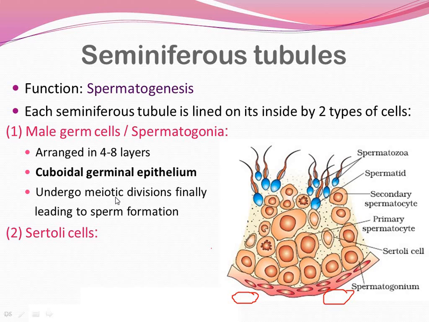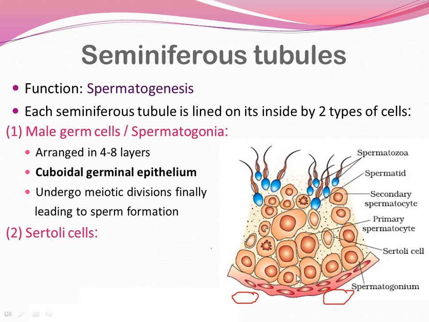Meiosis, you know that, is the division by which the chromosomal material is reduced to half, right? And that is a special type of cell division which happens in the germinal cells only. This is very important: germinal cells, present in either male or female, are always cube shaped. That's why, if someone asks what type of tissue is present in the spermatogonia or seminiferous tubule, the answer will be cuboidal germinal epithelium.